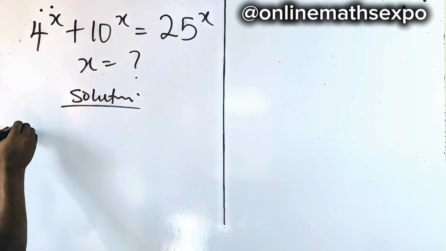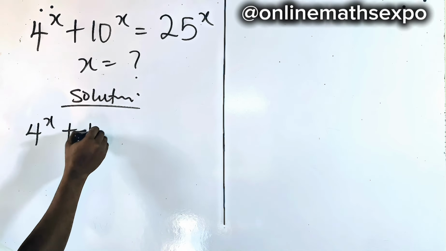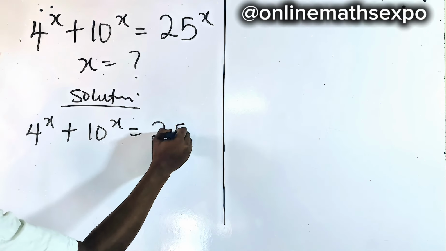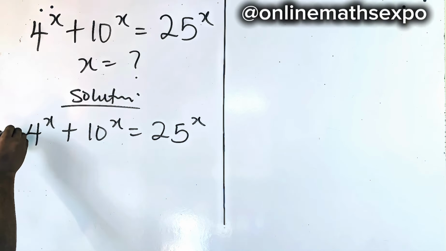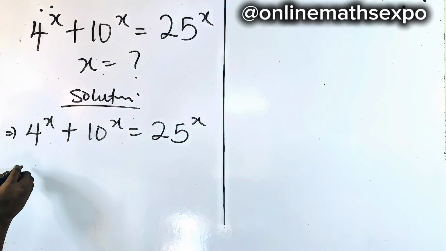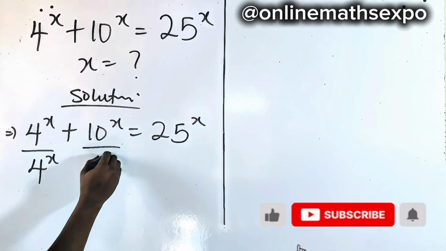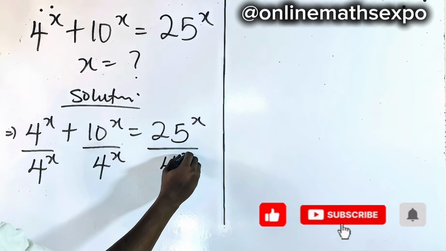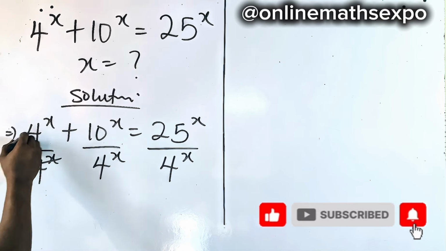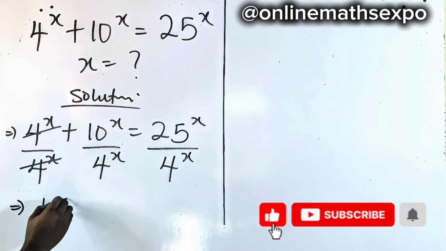So we have 4 to the power of x plus 10 to the power of x is 25 to the power of x. So what do we do? Let's divide. I'm going to divide each one by 4 to the power of x. So you do the same here. If you divide a number by itself, it gives you 1, plus.